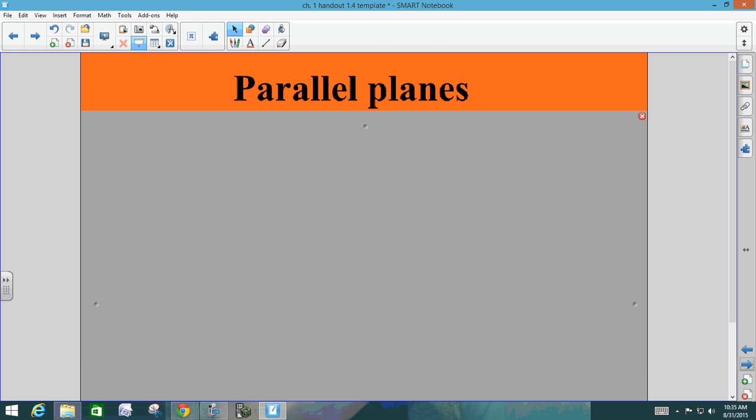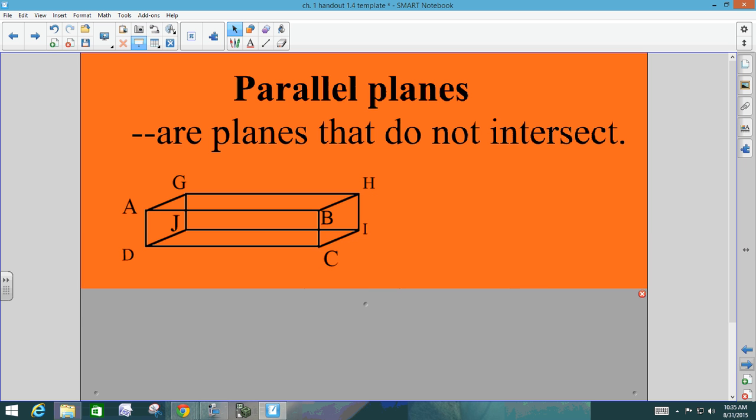Parallel planes. What are they? Yeah, planes that don't intersect. Exactly. Flat surfaces that go on forever but won't intersect. Example in the classroom would be what? The math book and what else? In the desk? Okay, good. I'll take that. What else?